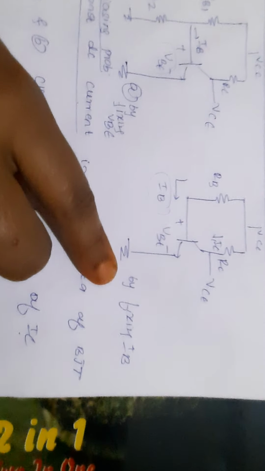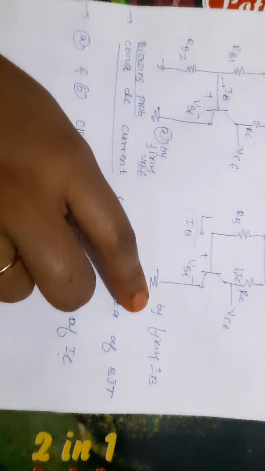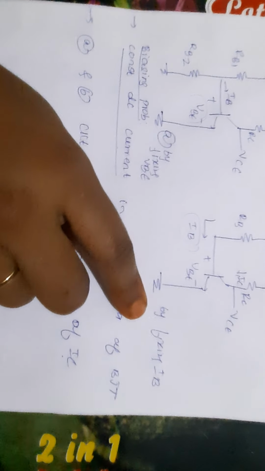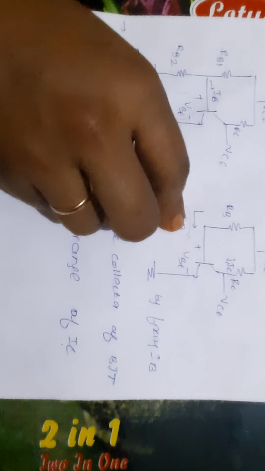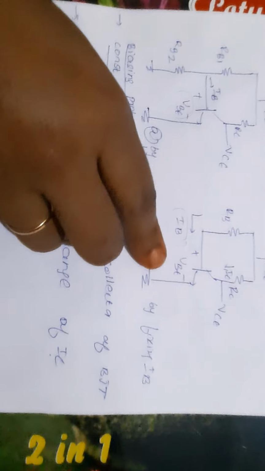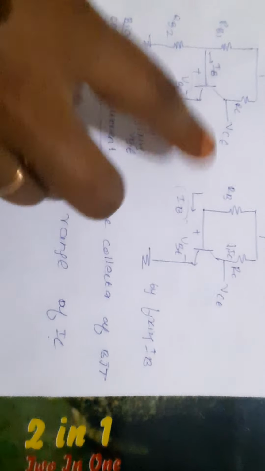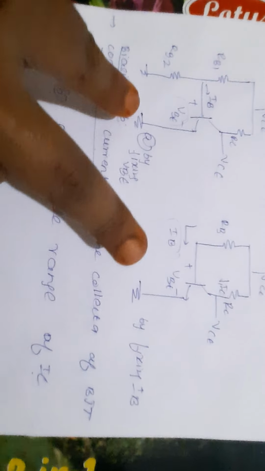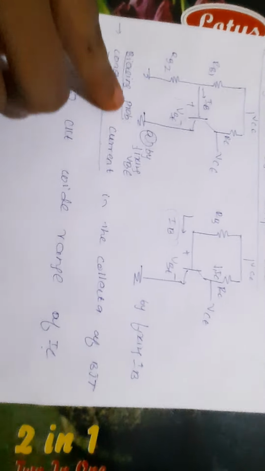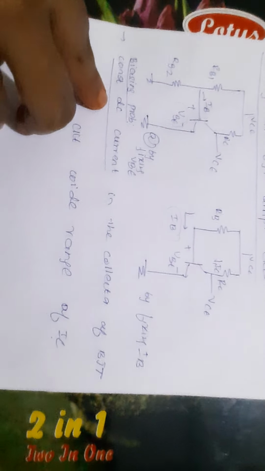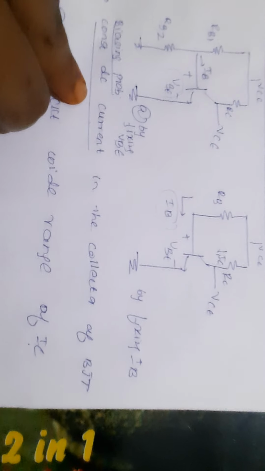Now here we have done biasing by IB. Biasing the BJT by establishing a constant IB, where IB is VCC minus 0.7 divided by RB, is also not recommendable because even this results in large variation in IC and VCE. So these two are not suitable for biasing. I'll repeat once again: in the biasing problem, we want constant IC.